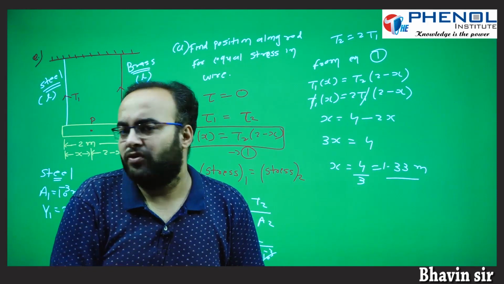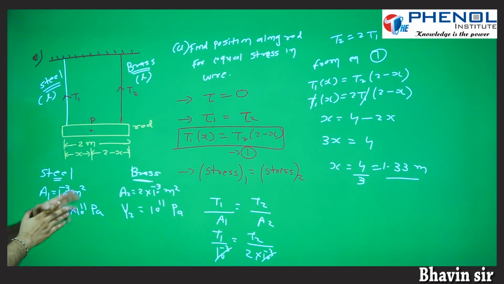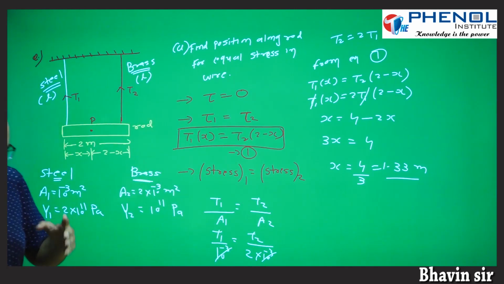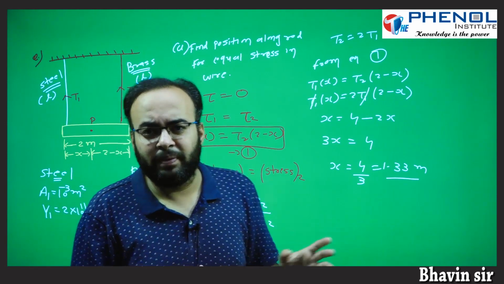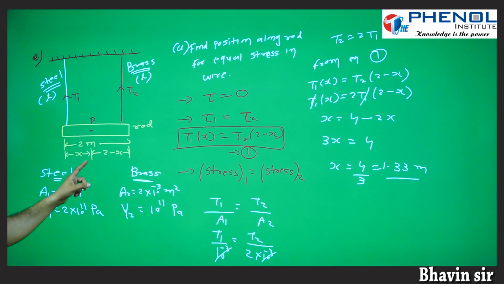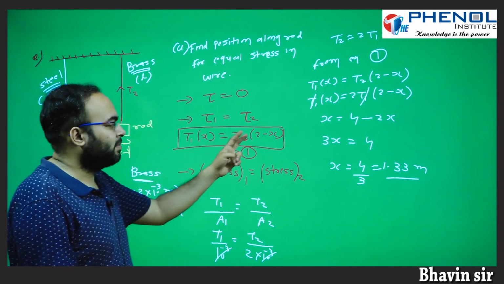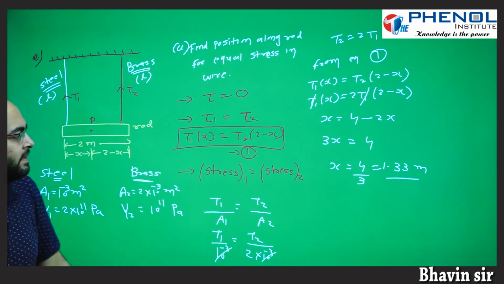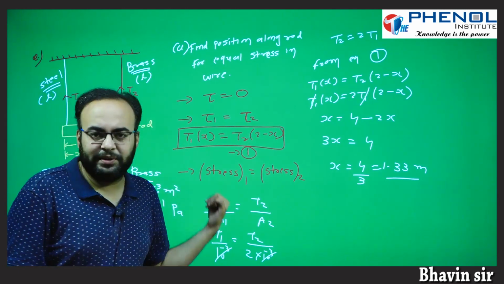So torque means what? Force into perpendicular distance. So T1, P is our reference point, so we measure the distance from P. T1, what is the perpendicular distance? X. T2, what is the perpendicular distance? 2 minus x. So now this is the equation.